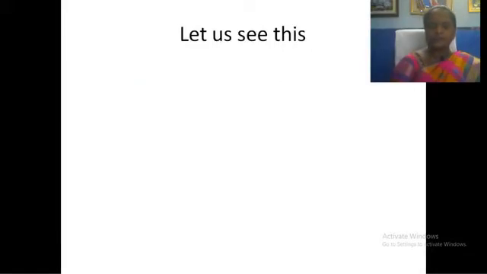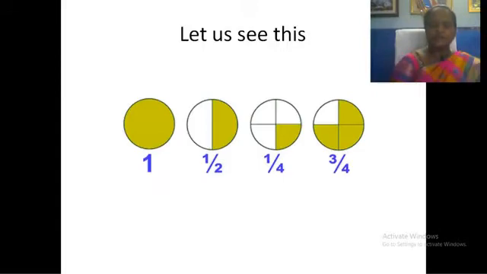Let us observe this picture. Here the circle, if you see the first circle, that is the complete one. So, 1 circle, so the number indicates 1. If we go to the second circle, made into half, and half portion is shaded. So, shaded portion, that yellow color portion indicates 1 by 2. And third one, the yellow color portion indicates 1 out of 4, that is 1 by 4 part.